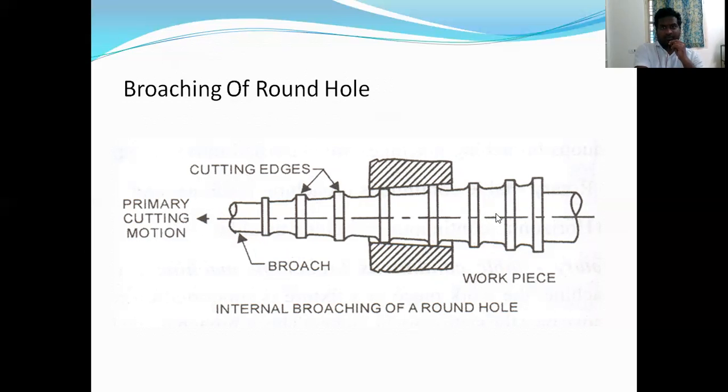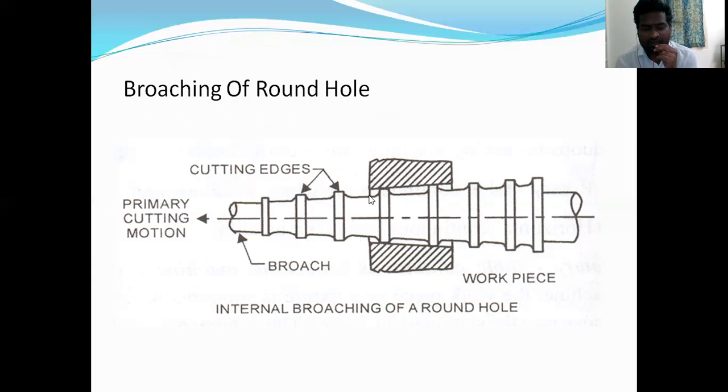So primary cutting motion. Here the cutting tool, the broach tool, is moving through this hole. So what are the diameter is coincide with this hole? That diameter cutting edges are removing the material from the internal surface of the workpiece, right? So these cutting edges are used for the diameter of this hole.